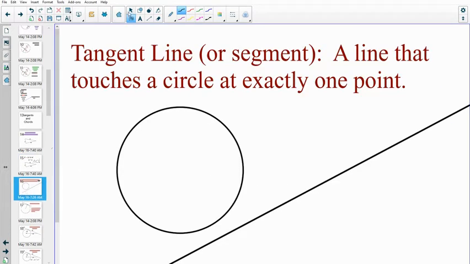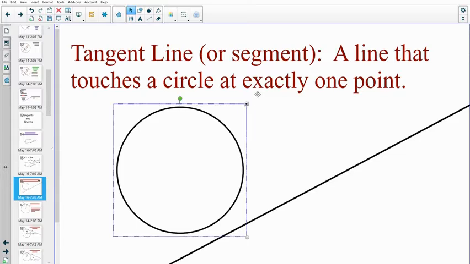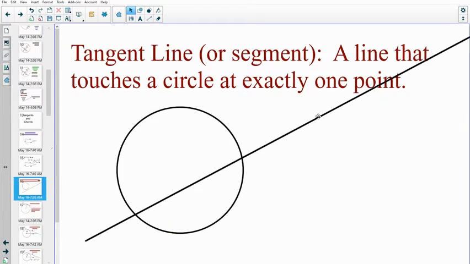A tangent line, the definition of our tangent line, at least in this context, is going to be a line that touches the circle at exactly one point. So right now I have a line that's not intersecting the circle at all. This is not a tangent line. If I move it so that it intersects the circle twice, it is still not a tangent line. It's actually a term that we're going to use a little bit later on. This is called a secant line.